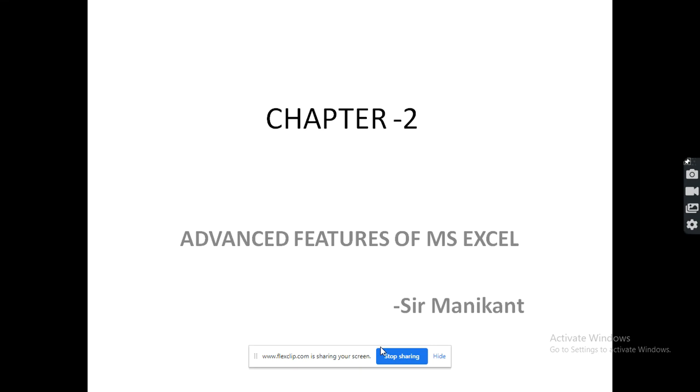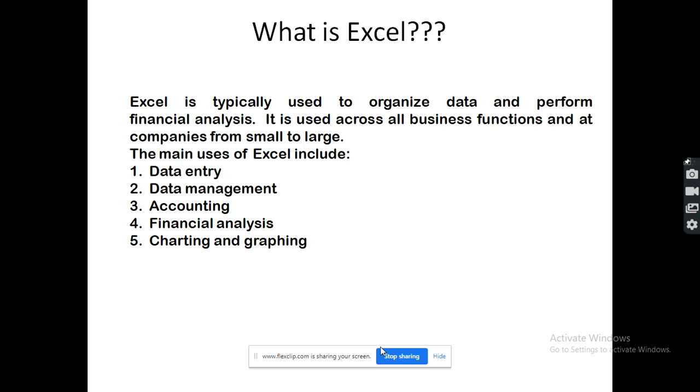Morning, students. Today we'll see the second chapter of our computer book, which is Advanced Features of Microsoft Excel. So, before starting the chapter, let us see what is MS Excel. MS Excel is typically used to organize data and perform financial analysis. It is used across all business functions and at every company, either small or large. They also include some features like data entry, data management, accounting, financial analysis, charting, and graphics.